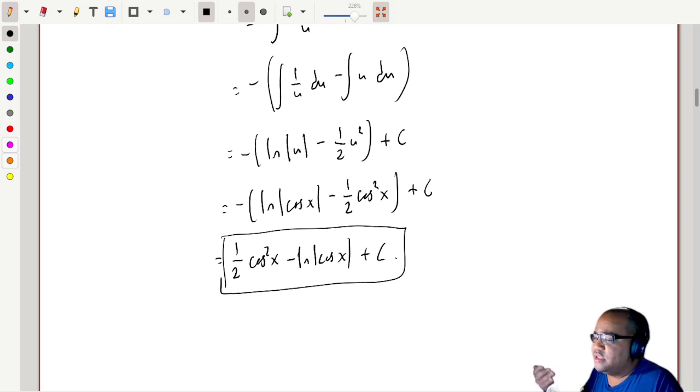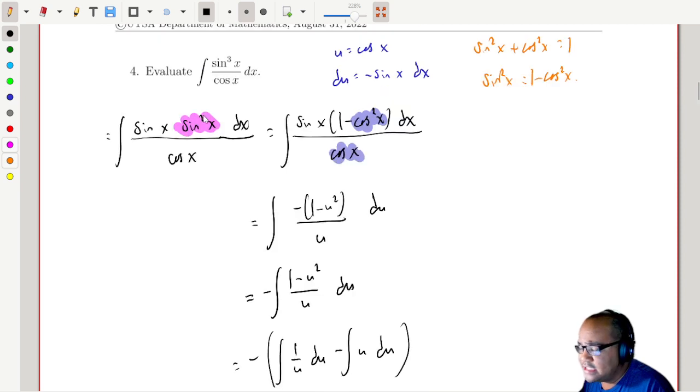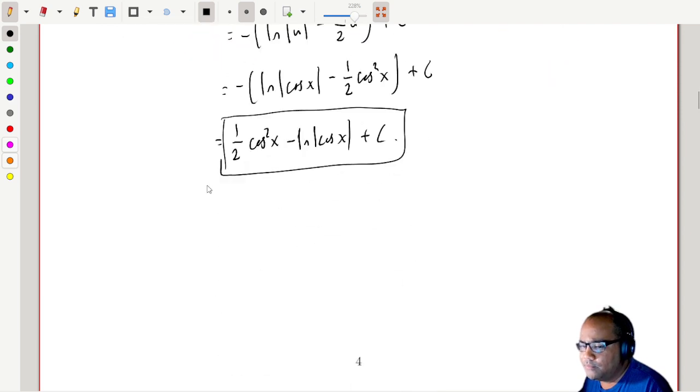Remember, the trick is to peel away sines and cosines. And here, the form of the integrand suggested I needed to do a u substitution with cosine, so I needed a way to force cosines to appear.